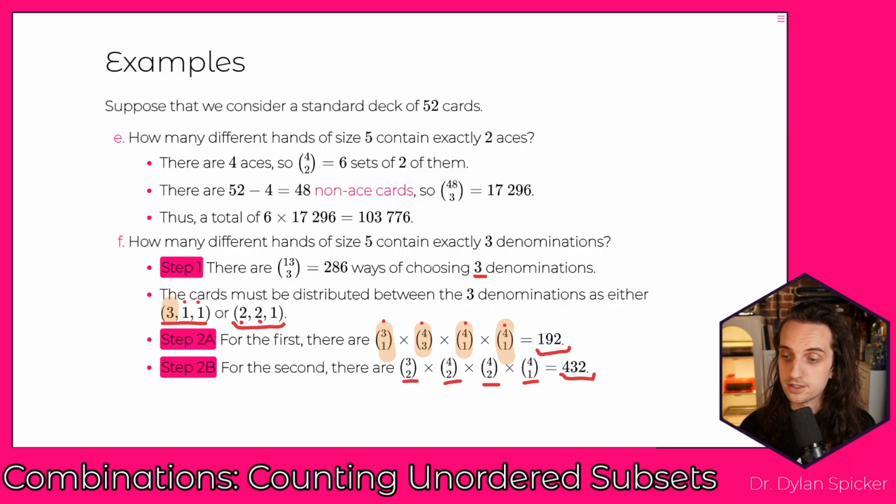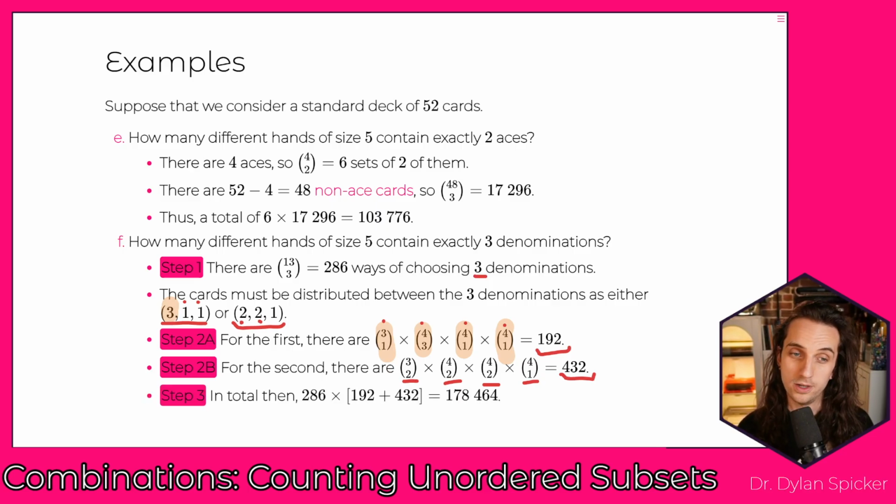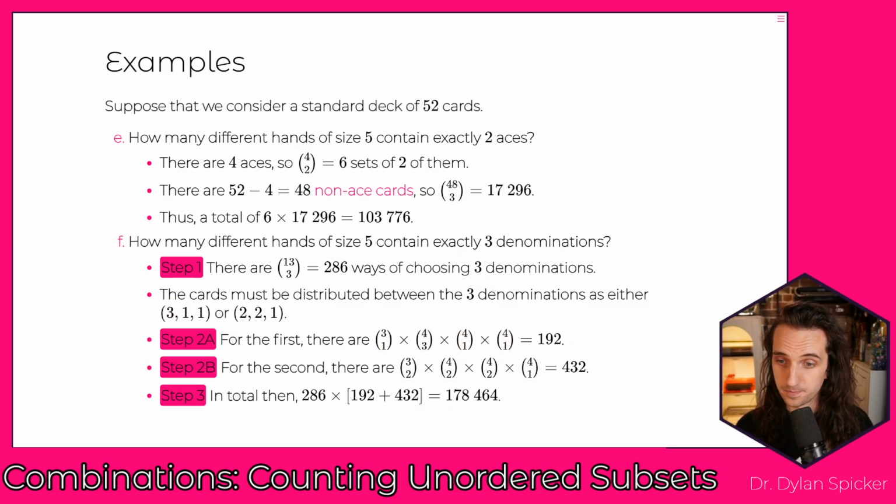Okay, and so then we bring this all together. And what we say is that there are going to then be 286 ways of picking out our denominations. There are 192 of the first type, 432 of the second type. We add those up for all of the hands that are valid, multiply those through by a product rule for counting, and that gives us 178,464. Okay, and so I'd encourage you to pause and really think through this example and make sure you understand the breakdown of the argument here.